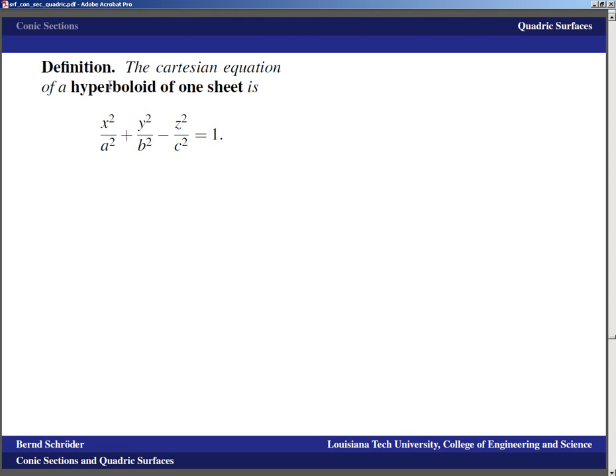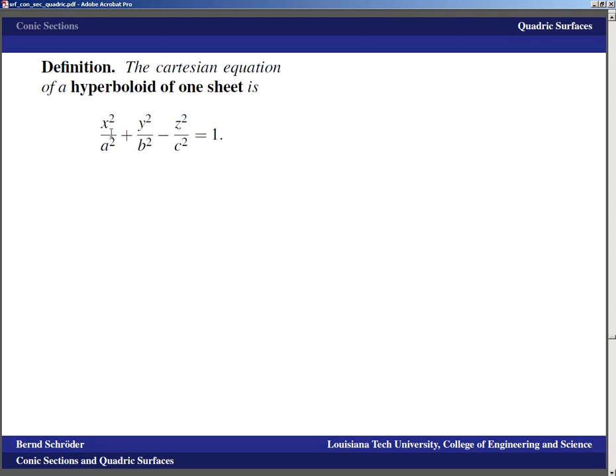Okay, then the Cartesian equation of a hyperboloid of one sheet. And here, the main thing that I always have trouble with is one sheet versus two sheets. And I think the way to memorize that easily is the hyperboloid of one sheet has one negative sign, and we're going to see the hyperboloid of two sheets will have two negative signs. Either way, what do we have here?